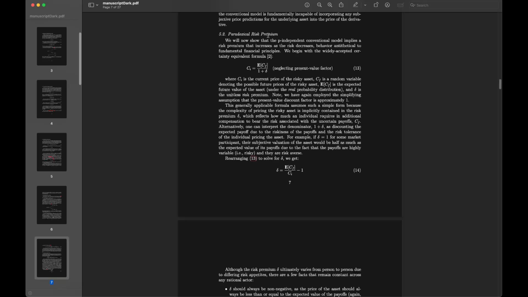So they both have the same expected return, but one of them's way more risky. One of them I could lose $1 million, so 50% of the time. So obviously I'm not going to opt for that, and I'm going to pay less for that sort of risky asset.